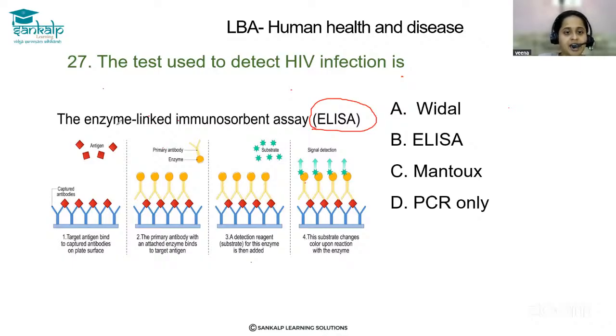ELISA, enzyme linked immunosorbent assay. With the help of enzyme, antigen and antibody, it detects the HIV infection. So the correct answer, dear student, is option B, the ELISA technique. Thank you.